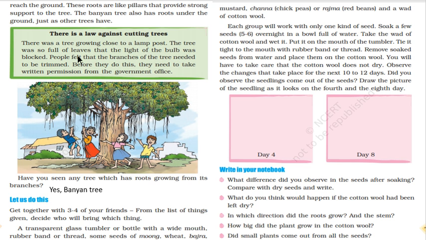There was a big tree growing close to a lamp post. The tree was so full of leaves that the light of the lamp was blocked. People felt that the branches of the tree needed to be trimmed. Before they do this, they need to take written permission from the government office. It means if you want to cut a green part of any big tree, you have to get written permission from the government. Okay, now let's do this part.